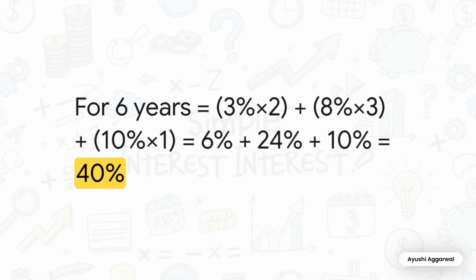So for the first 2 years, it's 3% times 2, that's 6%. For the next 3 years, it's 8% times 3, that's 24%. Okay, that's 5 years accounted for. We need the total for 6 years, so we have 1 year left. The rate for that last year is 10%, giving us another 10%. Add them all up, 6 plus 24 plus 10, that gives us a total interest of 40%.